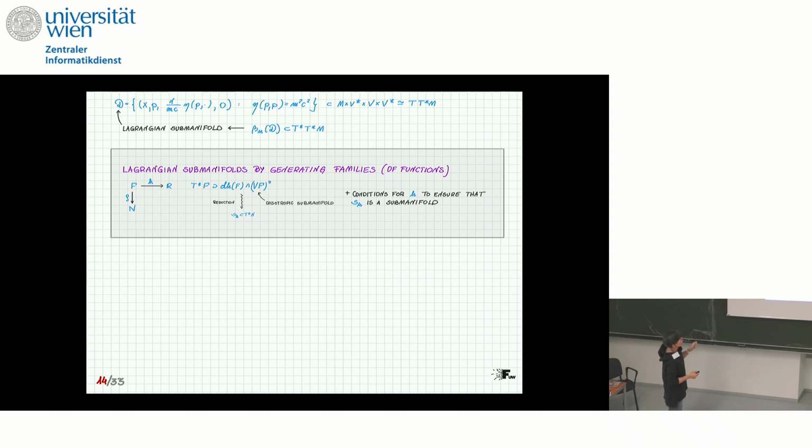There are, of course, some conditions for H to ensure that what we get from here is really a submanifold, because this procedure gives us some set that can be strange. But we can list the conditions, and then we know that what we got is a submanifold, provided that we need a submanifold, not a subset. Sometimes we can be happy with the subset. But in general, if we want a Lagrangian submanifold, there are some conditions.